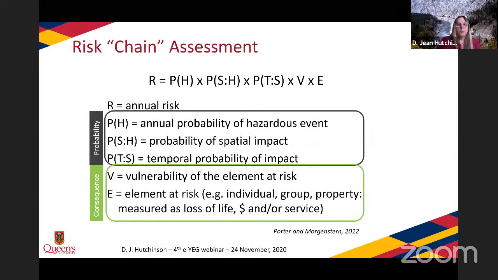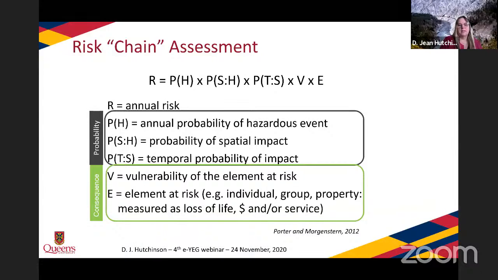As I mentioned a moment ago, the risk chain assessment is something that is increasingly being used as we get more information and more ability to analyze these factors. So this equation shows you the annual risk, which is the product of 3 factors that give you the probability and 2 factors that give you the consequence. So in the probability, we see an annual probability, we see a probability of that event impacting something, and that the impact occurs when there's a problematic consequence temporally.